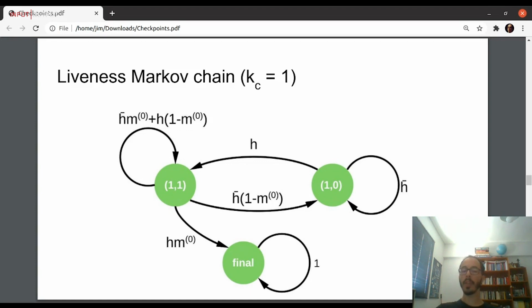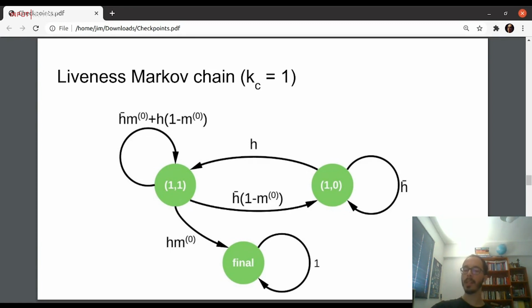So what happens when the adversary creates a block and the honest parties don't? Now, if that happens, and this happens with probability 1 minus h, where h is the probability that the honest parties create a block, and m is the probability that the adversary creates a block. Now, this scenario happens with probability 1 minus h times 1 minus m to the power of 0. And what that means is that the adversary can create 1 or more blocks. Typically, they will create only 1. So then we go to state 1.0.